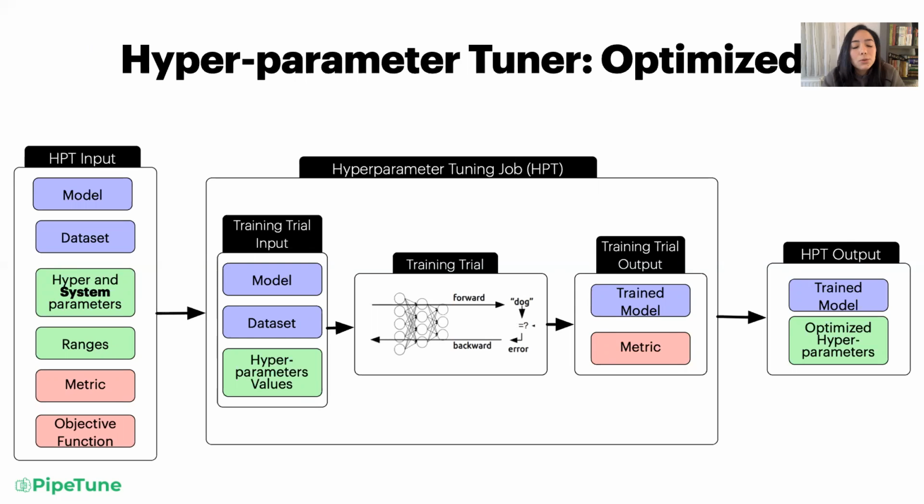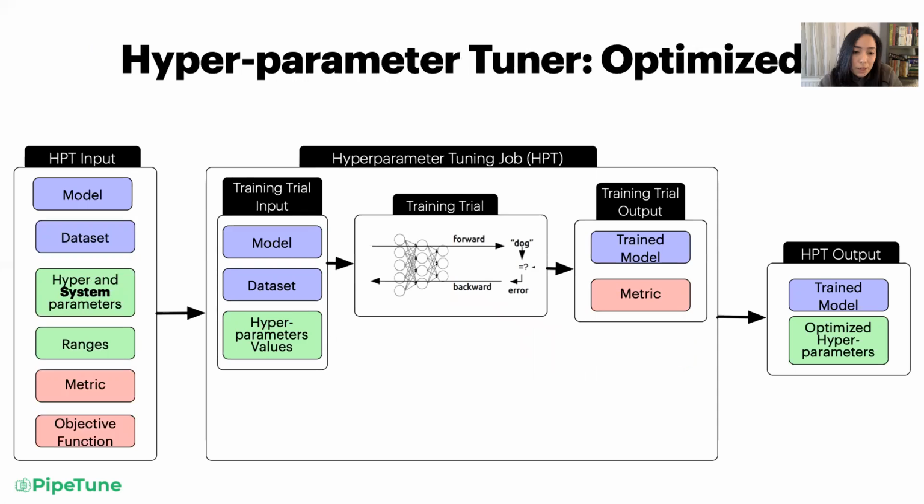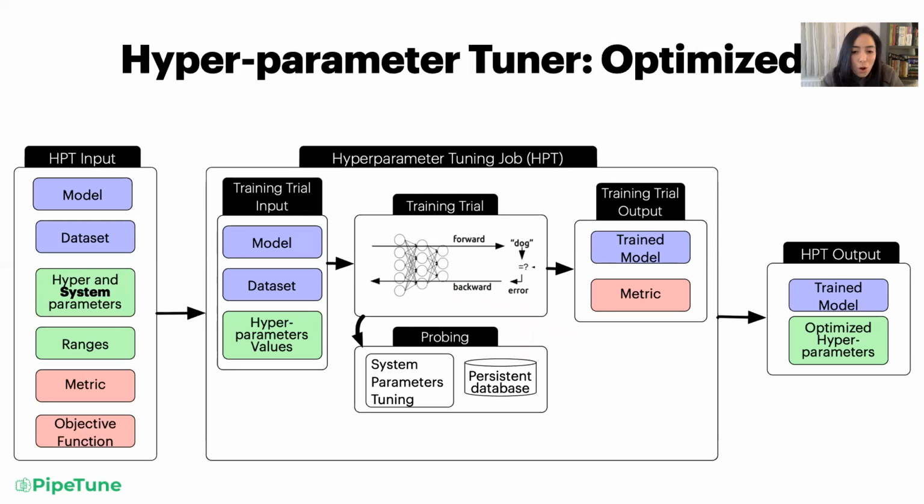As we propose to include the system parameters in this process, the first modification is that the user now also defines the set of system parameters he's interested in tuning. And all the other changes will happen in the background, so they are invisible to the user. First of all, the training trial will trigger an asynchronous call to what we named a probing component.